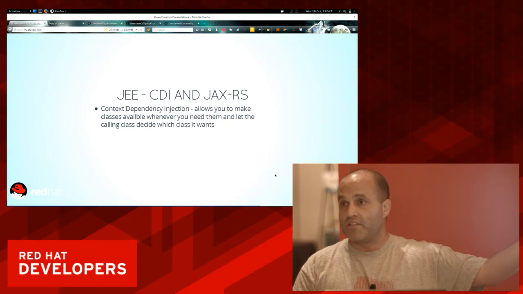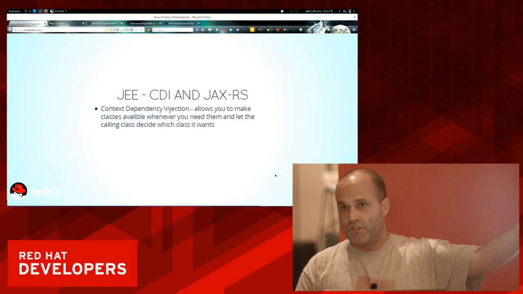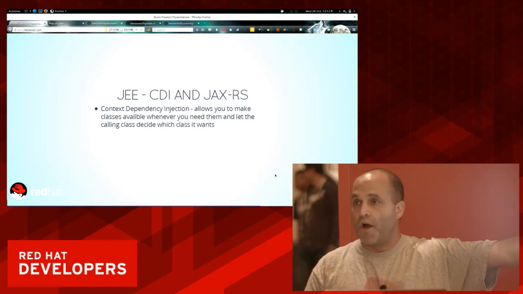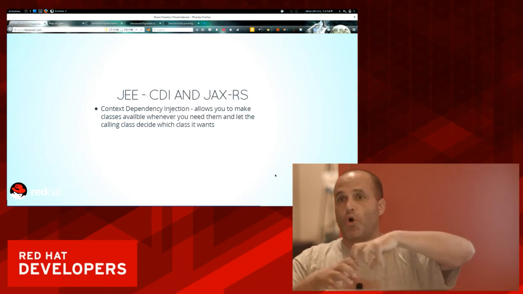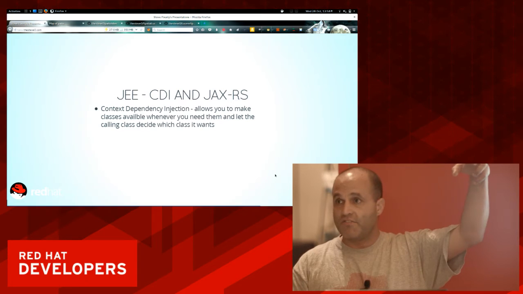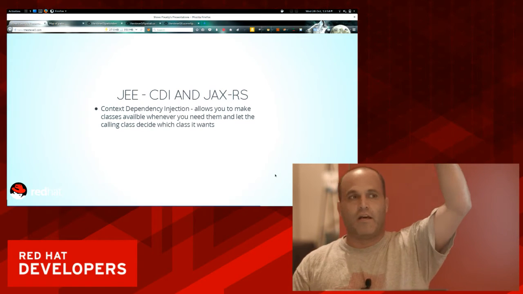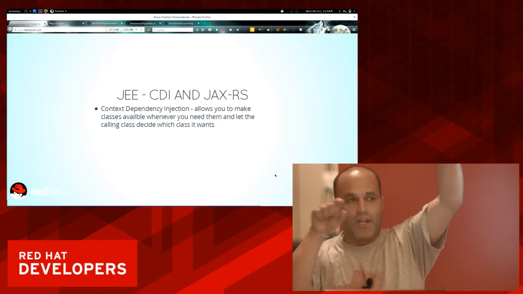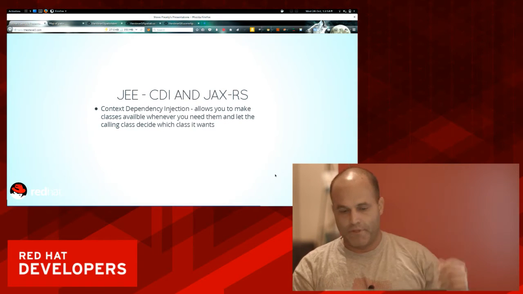CDI is context dependency injection, right? So it allows you to inject things where you want. I'm going to use this in the Mongo one, and I'm going to use it in the Lucene one because opening the connections is expensive. So I'm going to open it once in a bean that's application scoped, and then I'm going to inject it wherever I want to inject it.